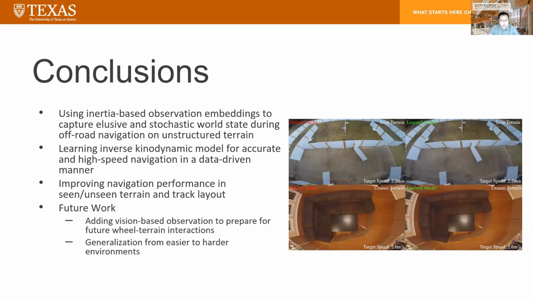So in conclusion, we show that using inertia-based onboard observation embeddings, we can capture these unknown, oftentimes elusive and stochastic world state impacts during off-road navigation on unstructured terrain. We also show that you can learn these inverse kinodynamic models for accurate and high-speed off-road navigation in a data-driven manner. And you can see an improvement in navigation in both seen and unseen terrain and with unknown arbitrary track layouts.